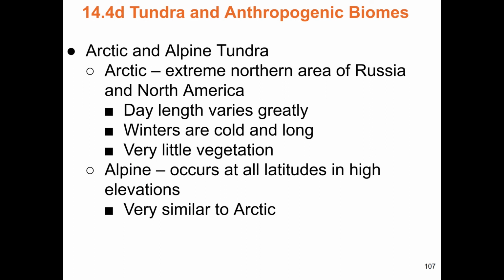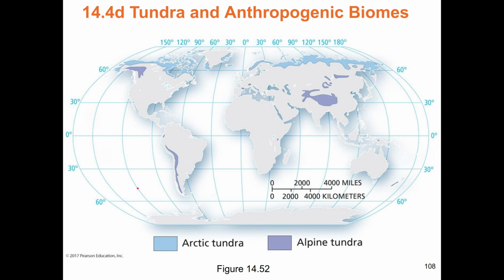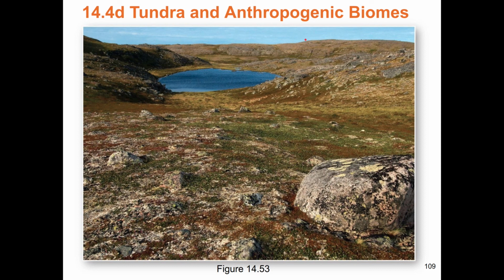Saguaros. Arctic and alpine tundra. Arctic is high latitude, alpine is high elevation. Occurs at all latitudes at high elevations. So scrubby stuff, again, high elevation, high latitude, high elevation. Probably both. So you're not going to get trees, or if you do have trees, they're going to be very, very dwarf willows, for example, in Alaska. Lots of moss, lots of lichen, very low growing stuff.